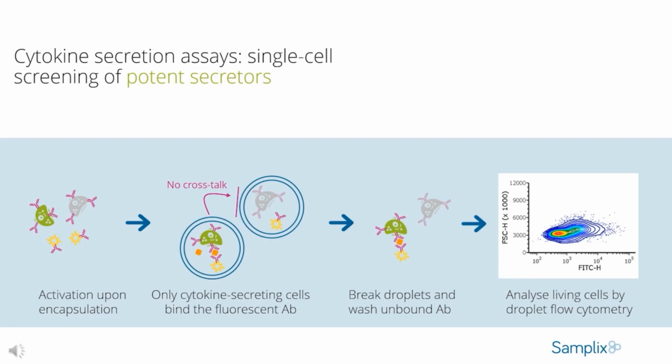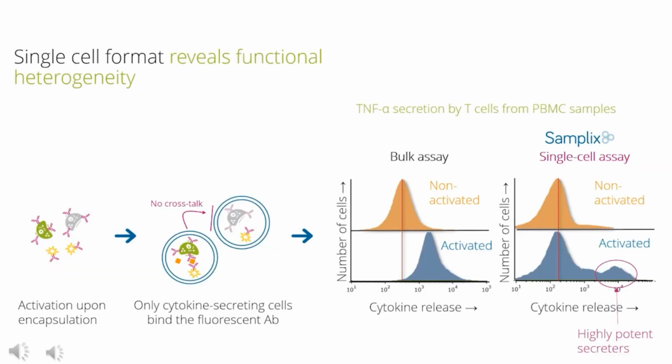Performing this assay in droplets allows for single-cell resolution, as cytokines cannot partition from one droplet to another. Therefore, we can be certain that all the cytokine detected has been secreted by that single cell. After incubation, droplets were broken and the contents released. Any unbound antibody was washed out, and the levels of cytokine production by each individual cell were analyzed by flow cytometry. In this particular experiment, we have taken T cells from PBMCs and stimulated them to secrete TNF-alpha.